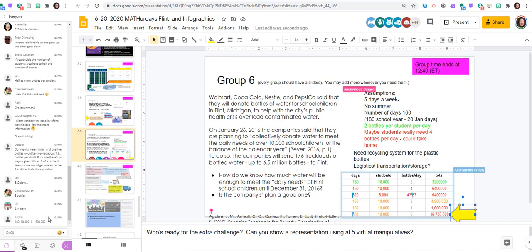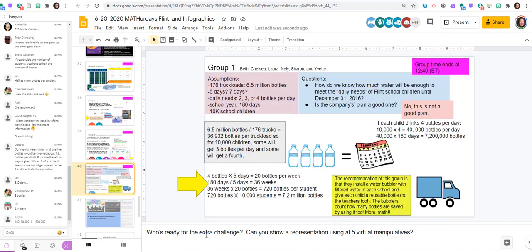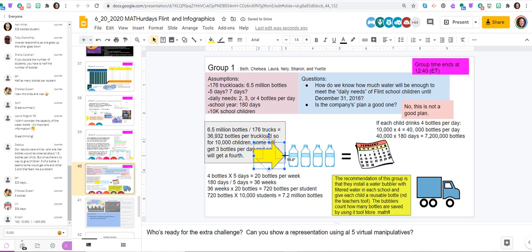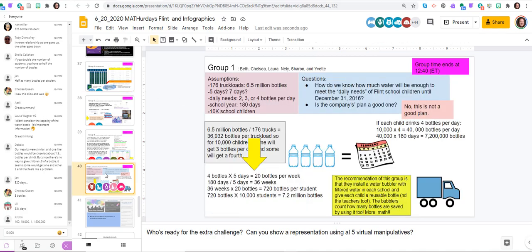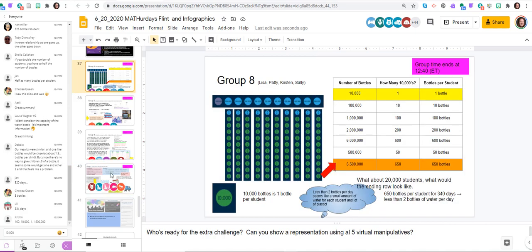Wonderful. And then finally, we have one more representation I wanted to look at on slide 40. Specifically, the ratios that are going on in the bottom here. And this is how many students start to show their work in figuring out how many bottles are needed. But the discussion I want to ask you all is, how is slide 40 similar and different to slide 37? Go ahead and raise your hand. Tell us, how is that similar and different to slide 37?